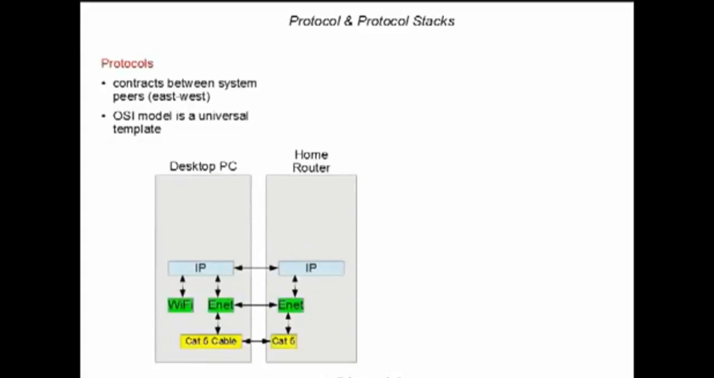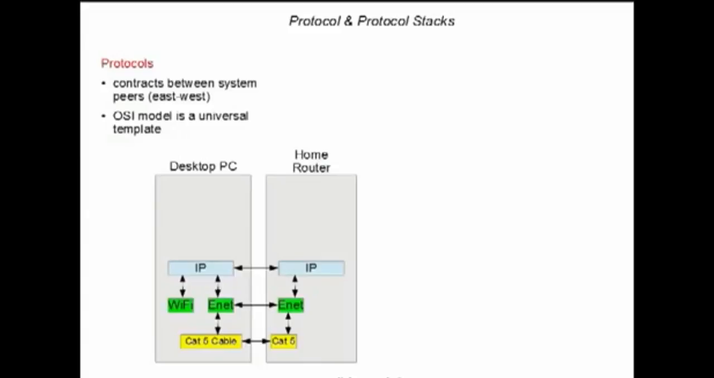In the last section, we described the Internet as a network of networks bound together by a common IP protocol, an Internet protocol. In this section, we're going to discuss protocols, the IP protocol in particular, and examine how it works across multiple network systems. Protocols are essentially contracts between what I'll call East-West systems. They are loosely based on the OSI model.